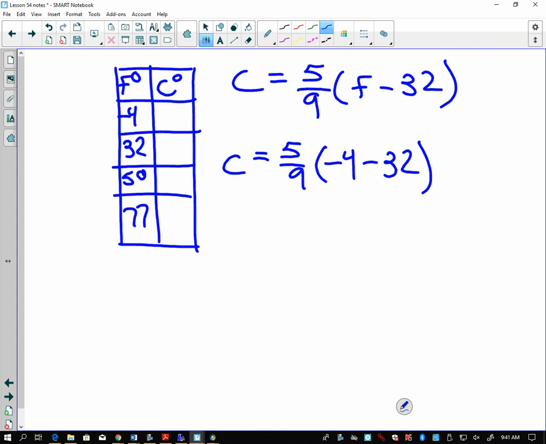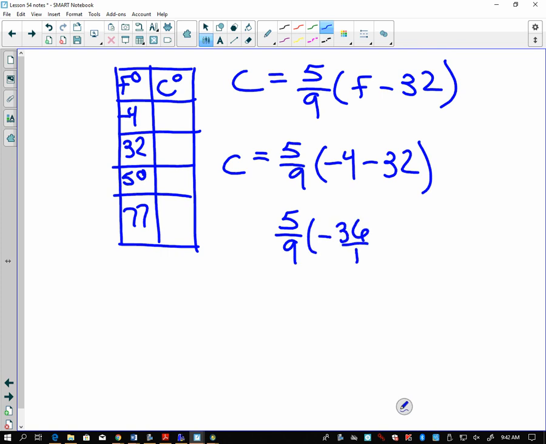Now, it's an order of operations question, right? What do I do first here? Not minus negative 4, because that would mean addition. It's just negative 4 minus 32, right? What do I get with negative 4 minus 32? Negative 36. So I have 5/9 times negative 36.